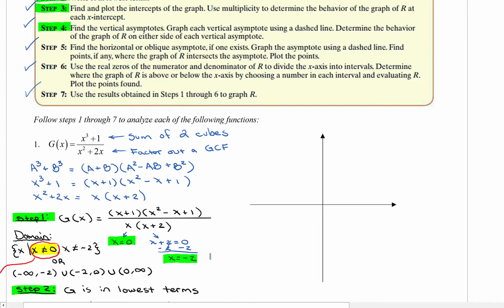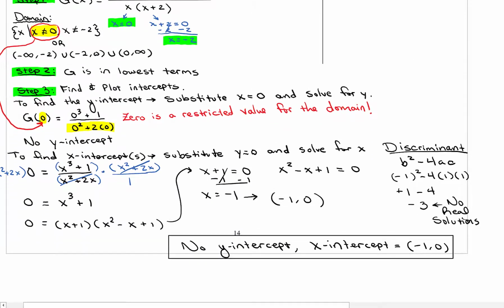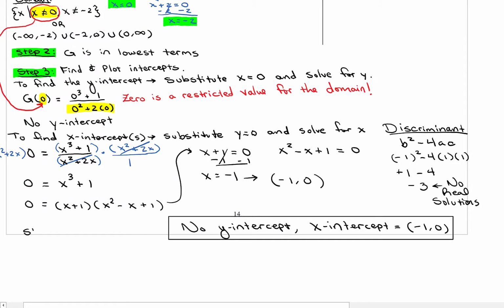I already have them right here. When I was finding the domain, I ended up with these two restricted values, x equal to 0 and x equal to -2. Those are actually the equations of my vertical asymptotes. So I'm just going to copy those down. VA is my abbreviation for vertical asymptote. And I'm going to put here x equal to 0 and x equal to -2.